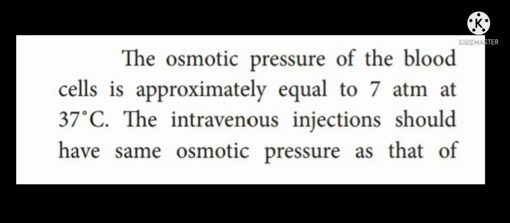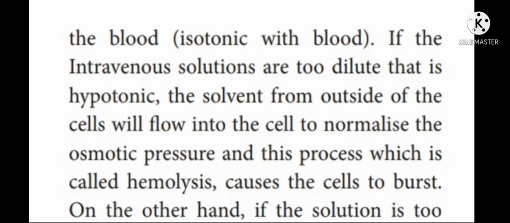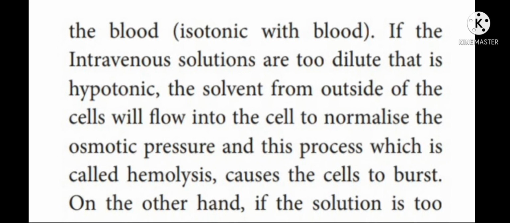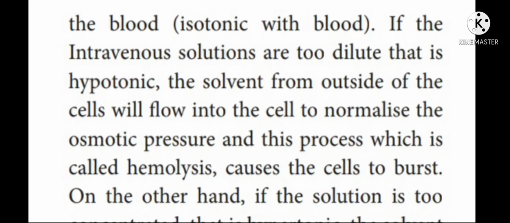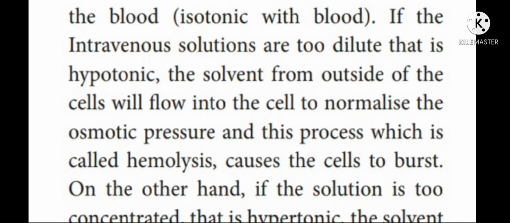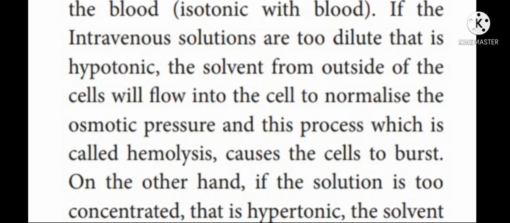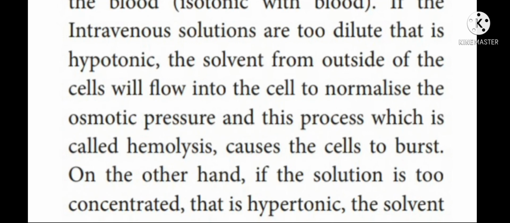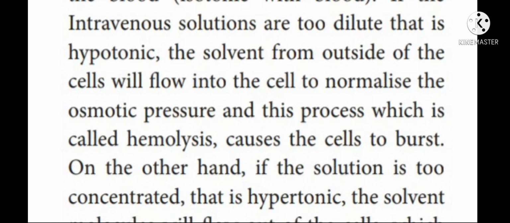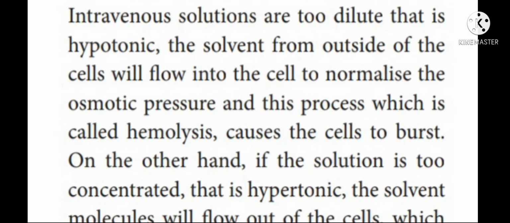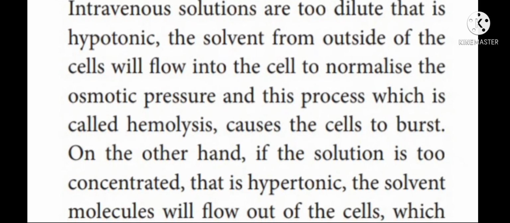The osmotic pressure of blood cells is approximately equal to 7 atmospheres at 37 degrees Celsius. Intravenous injections should have the same osmotic pressure as that of the blood. If the intravenous solutions are too dilute, that is a hypotonic solution. Here, the solvent from outside the cells will flow into the cell to normalize the osmotic pressure, and this process, which is called hemolysis, causes the cells to burst.